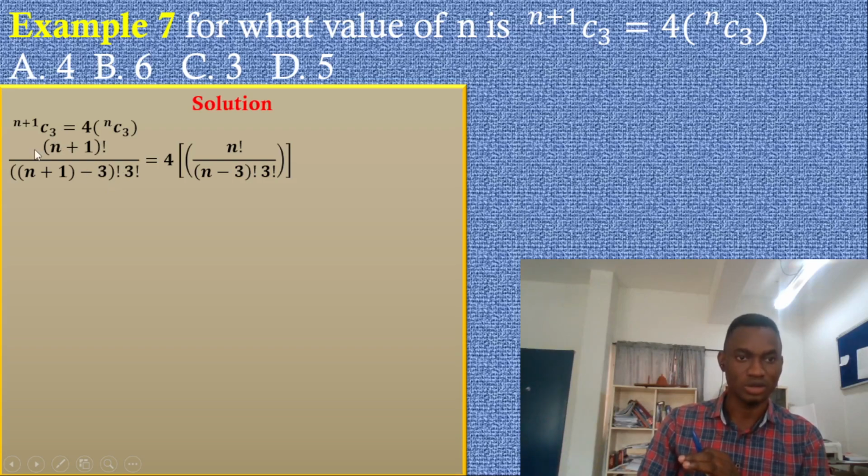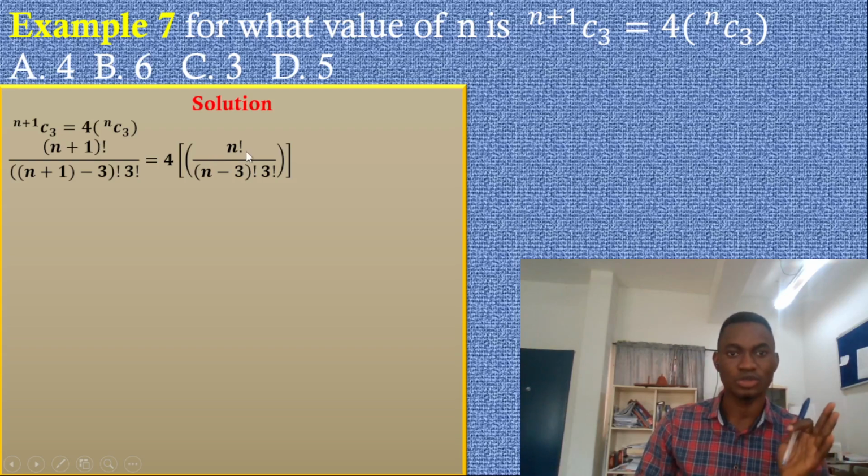Okay, then they all should be in brackets, put your factorial times 3 factorial. This is the formula, okay? Nothing changed, all right? So the same thing happens at the right hand side.